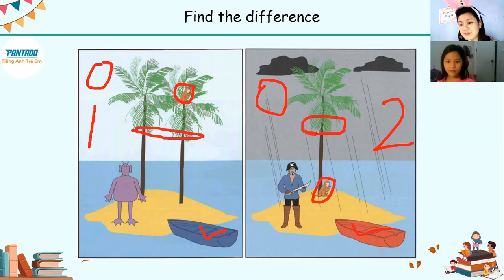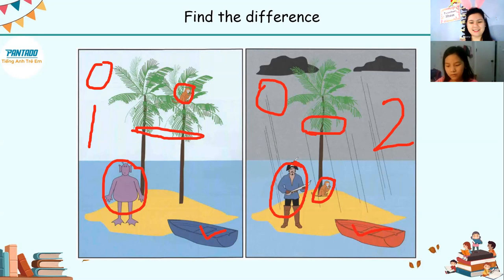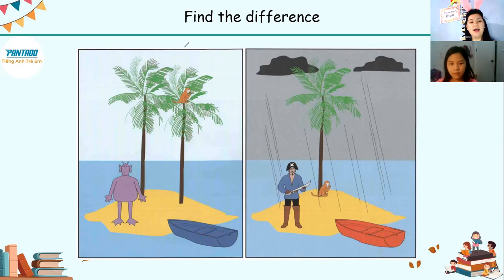I don't know what this is. Okay, you can call it an alien. Okay, that's an alien. In picture one, there's an alien. And in picture two, there's a pirate. Okay, so those are the differences between the two pictures. Good job. I'm going to give you 10 points on that.